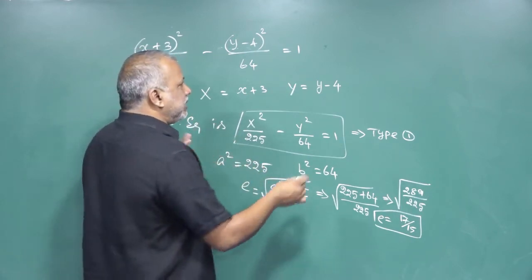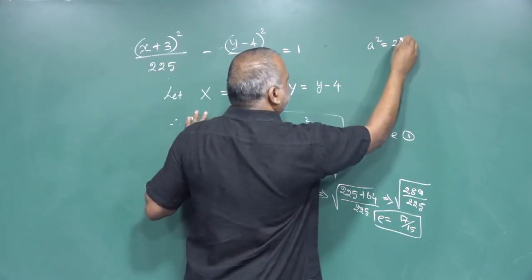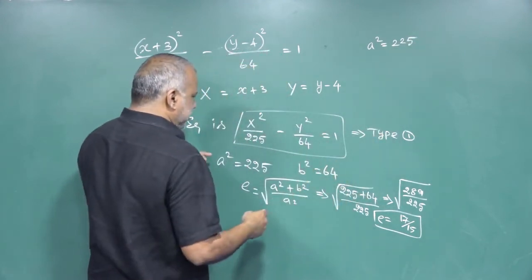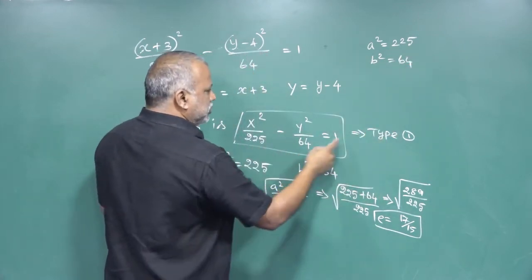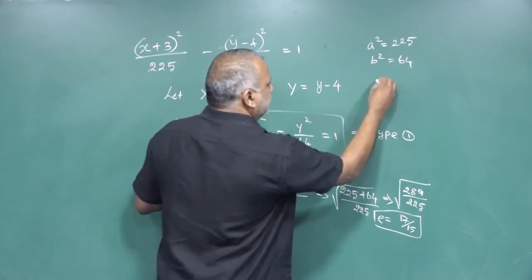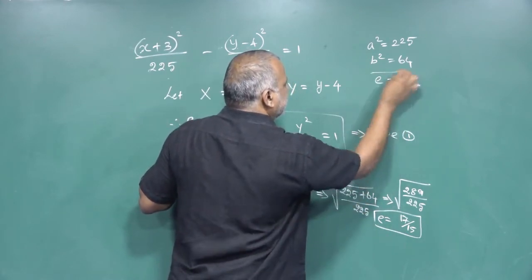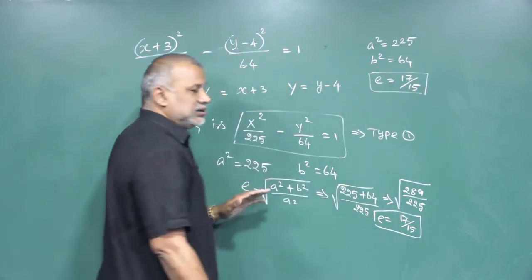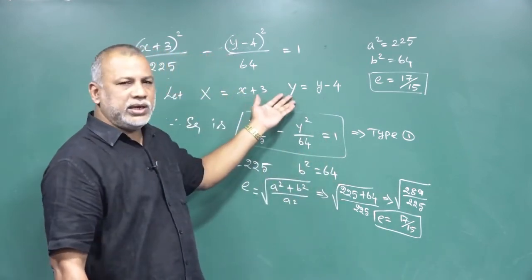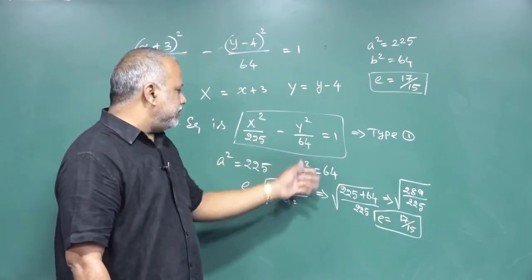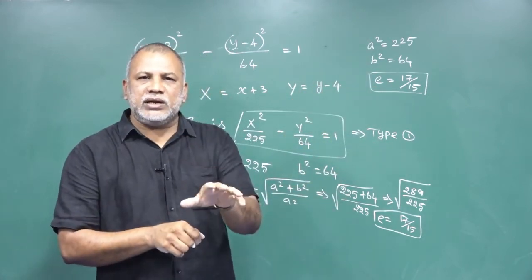So we need some data. What are the data? First, a squared equal to 225. These are the basic concepts. Then b squared equal to 64. Then the given question belongs to type number 1. Here, just now we worked out the value of e equal to 17 divided by 15. These are the basic needed things. So by the given data, give the name capital X, capital Y. After that, work out a squared, b squared, then we need e. These are the data we are able to take from the given hyperbola.